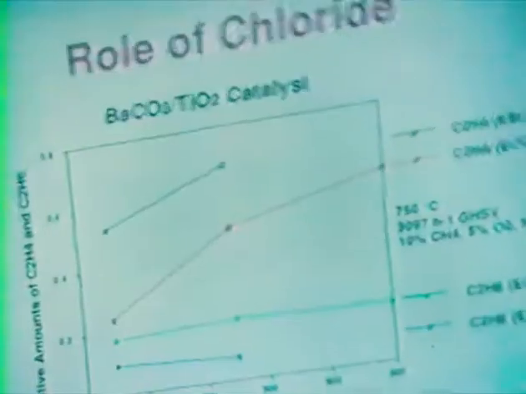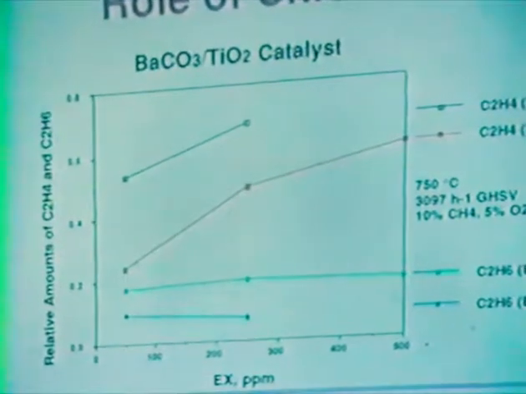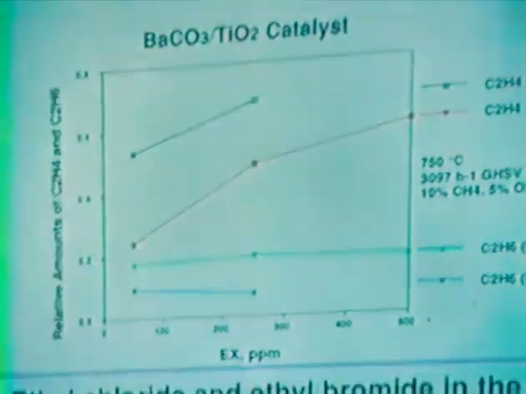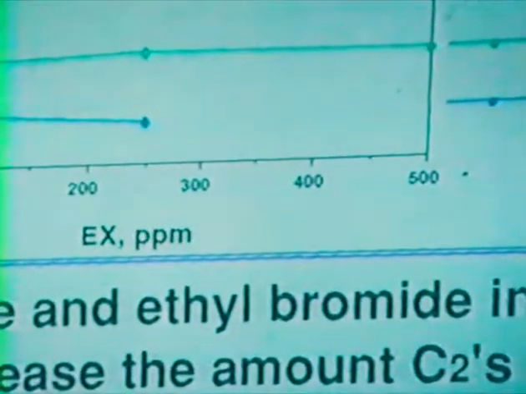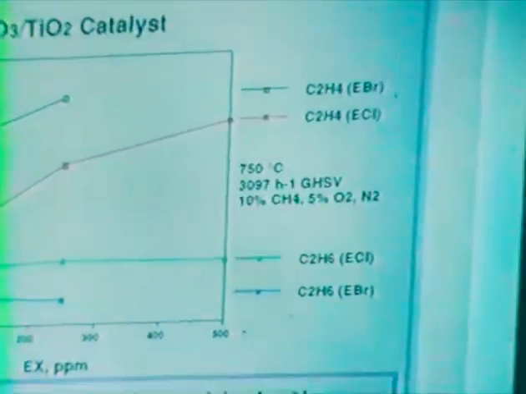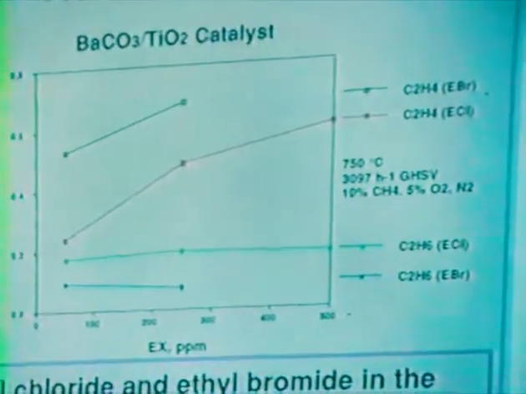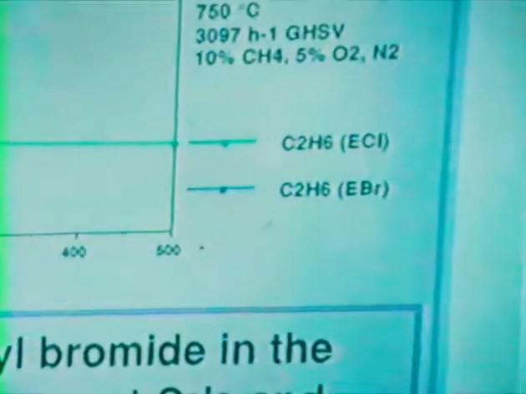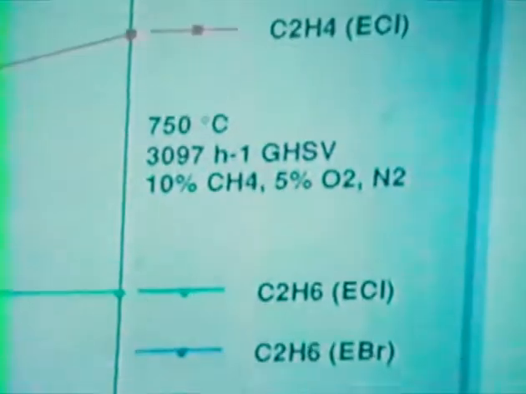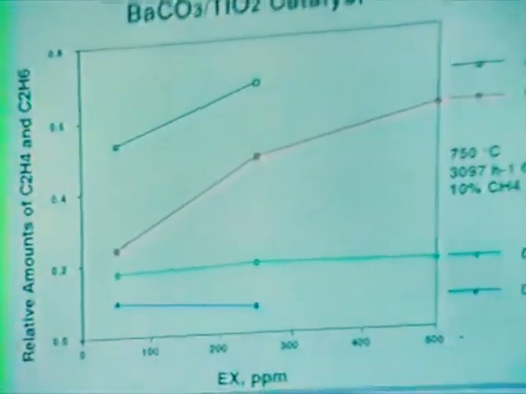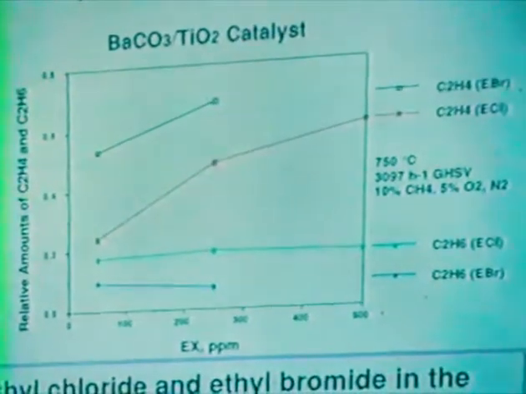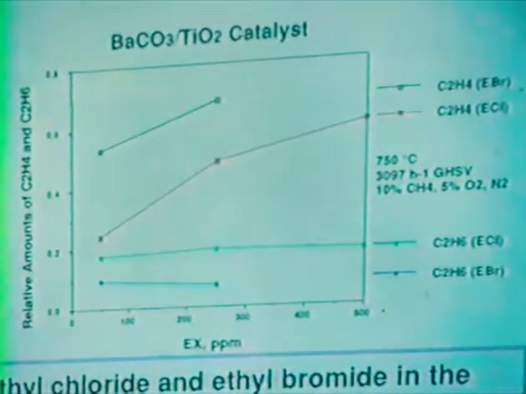So what does this mean? Here's another piece of information, and here we are increasing the ethyl chloride ratio, which is red. This is the rate of formation of ethane, which is green, and ethylene, which is red. We also have shown the effect of the addition of ethyl bromide in this case. And what you see is that by drastically increasing the halides, the rate of formation of ethylene increases, whereas the rate of formation of ethane remains the same.